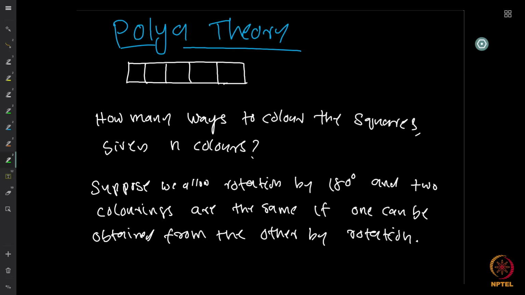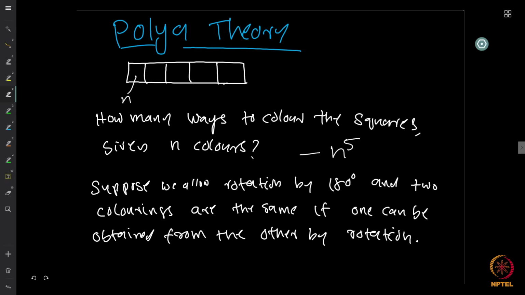So for each cell, you can decide which color you want to use, and then you have to color. Now, the first question that arises in combinatorics is how many different ways I can do this coloring. So how many different ways are there to color these 5 squares given n colors? Of course, the answer is very easy. For every square, there are n choices for the colors, and I am free to choose whichever color I want. So I have n choices for each of the 5 boxes.